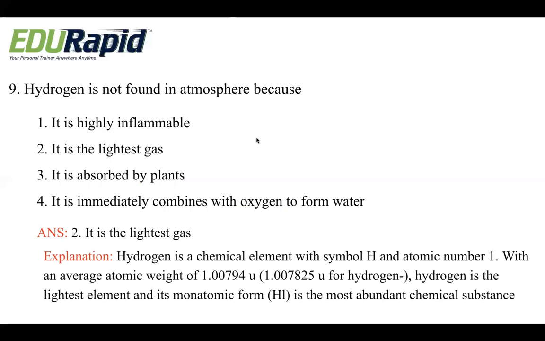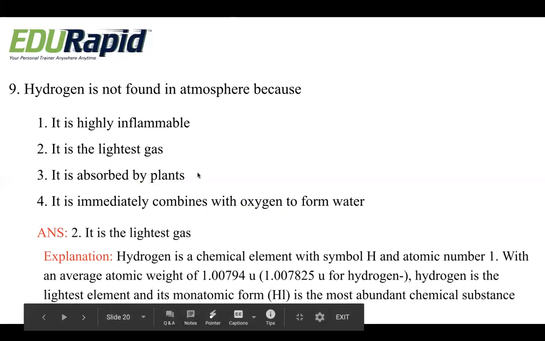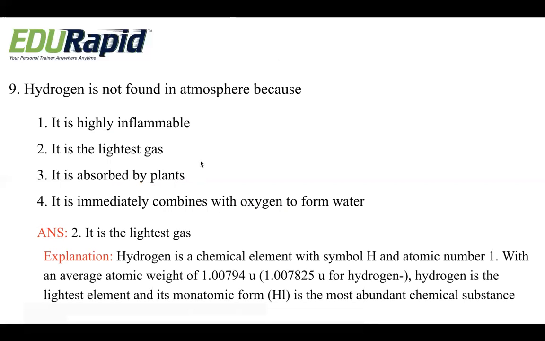The same thing again, it is one of the lightest elements and it is in a monoatomic form, that is H1. Since it has atomic number 1, we call it a monoatomic form. It is H1. It is one of the most abundant chemical substances found in nature.